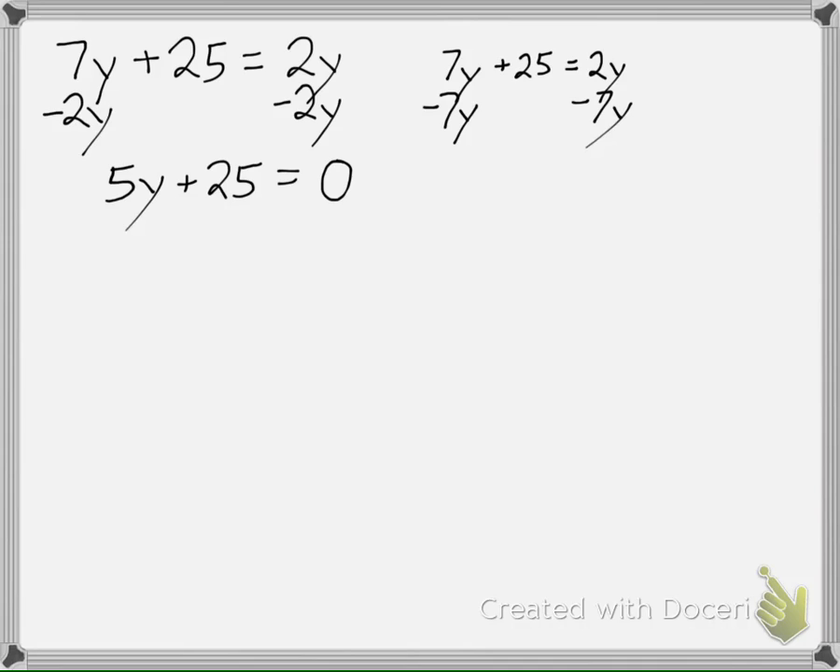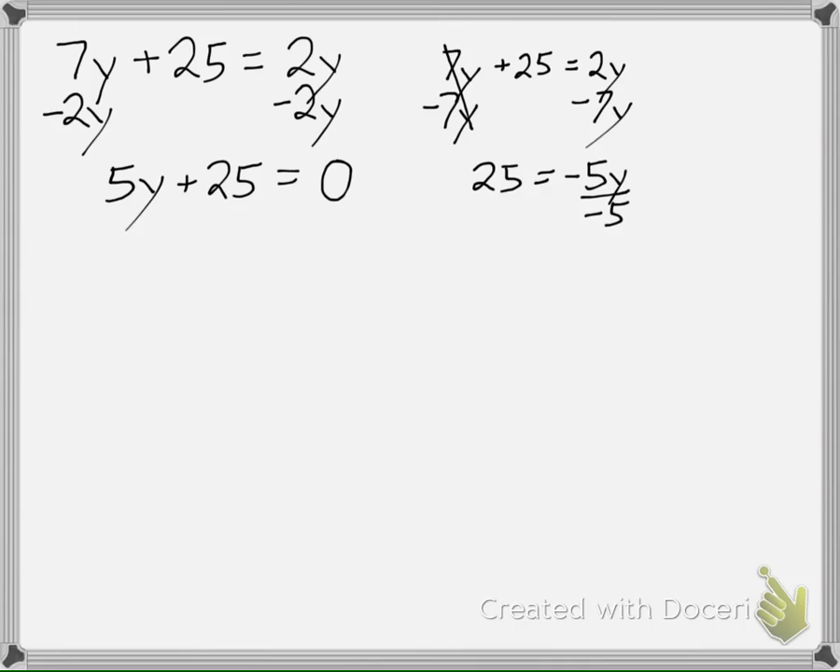Now, personally, I don't tend to do that because I'm a little OCD and I like my variable on the left and it just makes me feel better. But if you want to, I would just want to show you that we'll get the same thing. If we do this, then I have 25 equals, and 2 minus 7y is -5y. Now from here I'm going to divide by -5.